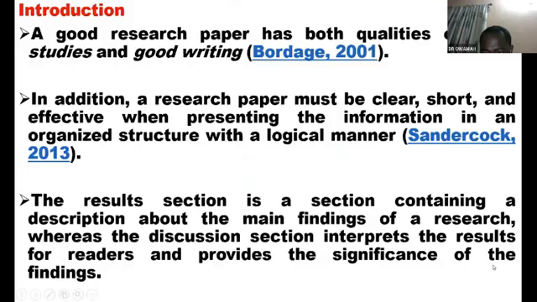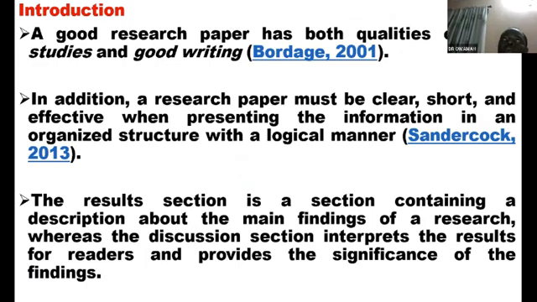Okay, so a good research paper has both the qualities of good studies and good writing. In addition, a research paper must be clear, short, and effective when presenting information in an organized structure and a logical manner. The results section contains a description of the main findings of a research, whereas the discussion section interprets the result for readers and provides the significance of the finding. So we must understand what the results section contains and what the discussion section contains.